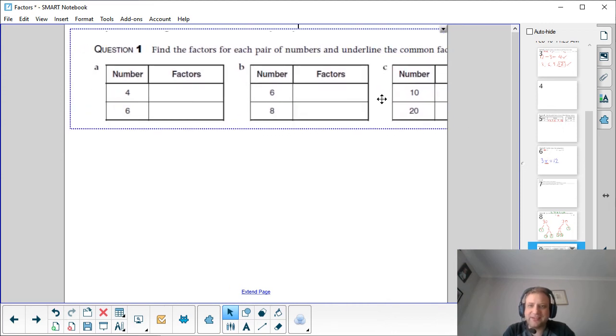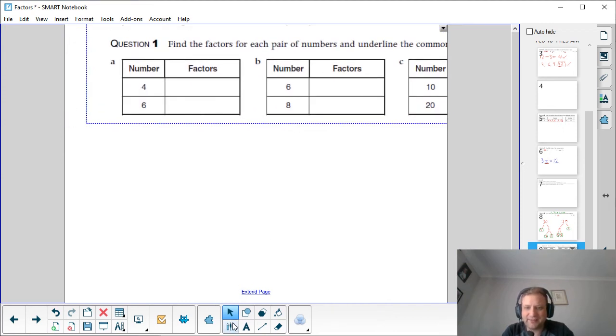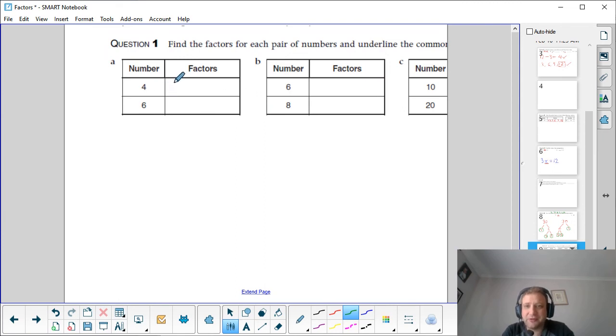underlining common factors, right? So if I'm working with 4 and 6, we're doing what we did before, we're listing all the factors we can find. So the numbers that go into 4 are 1, 2, and 4. And the numbers that go into 6, 1 and 6, that's always a good place to start. And then also 2 and 3 make a 6. And then we just want to underline what they have in common, right?